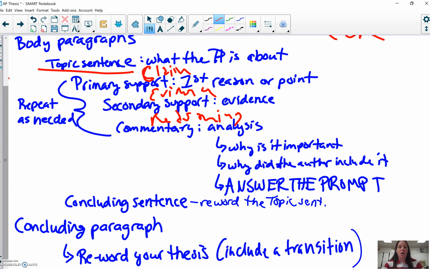Okay? All right, guys. We will see you tomorrow. Be ready for your timed writing. Remember, you don't get to use your novels. Remember, thesis is your intro, then you have your body paragraphs of claim, evidence, and reasoning, concluding sentence, those are your body paragraphs, and then you have a concluding paragraph where you reword your thesis.